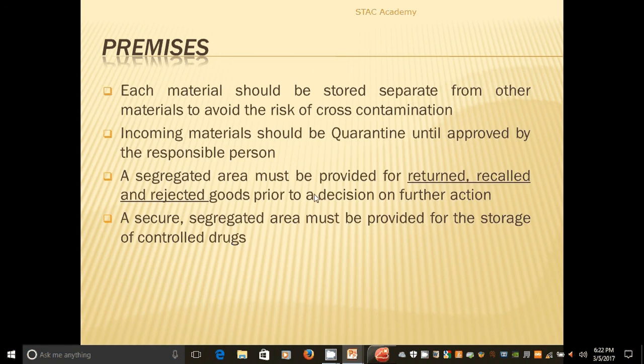Each material should be stored separate from other materials to avoid the risk of cross-contamination. Incoming materials should be quarantined until approved by the responsible person. A segregated area must be provided for returned, recalled and rejected goods prior to a decision on further action. A secure segregated area must be provided for the storage of controlled drugs.